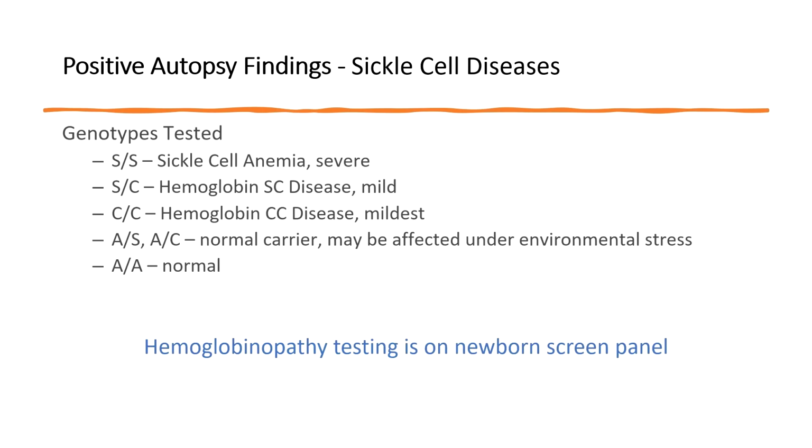When there are pathology findings of sickled red blood cells or history of sickle cell disease, however, the ME could not find the record of a past testing result, analyzing hemoglobin S and C alleles is indicated. Please note that hemoglobinopathies are on a state newborn screening panel where you can obtain testing results from.